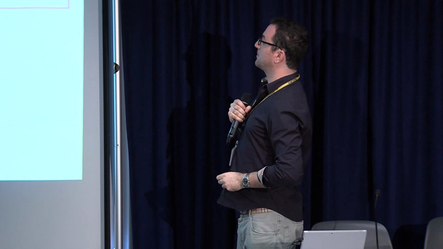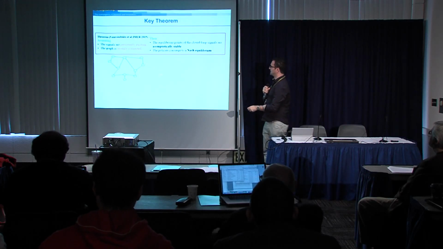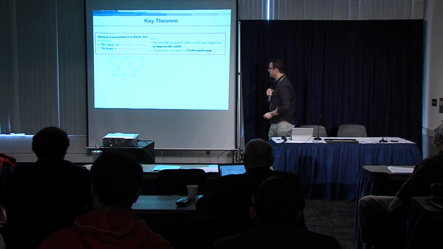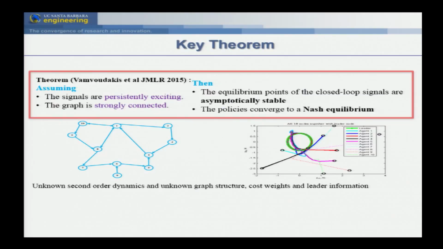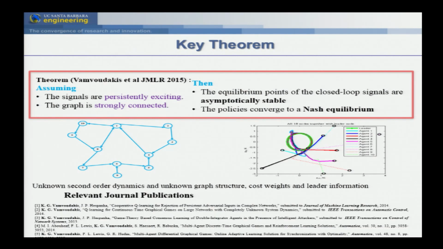And then let's say I have these 10 agents here, and I want all of them to follow the leader. The leader is my green one, and my leader does a circle. As you can see, without knowing anything about the dynamics, without knowing anything about where my neighbors are, I can still follow the leader. Of course, this has been published in some journals.